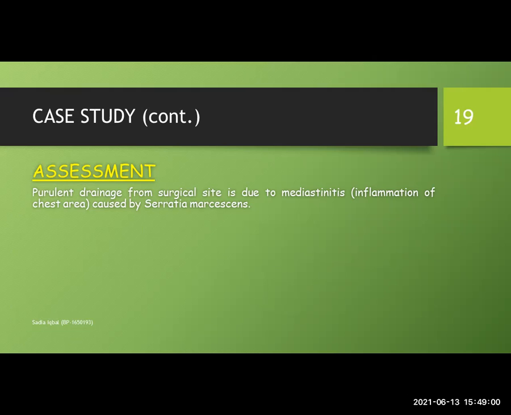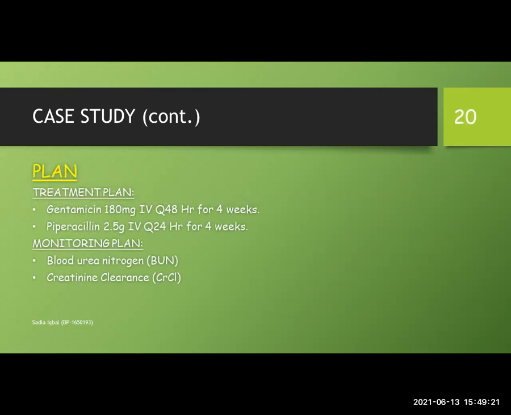This case is the perfect example of a nosocomial infection caused by Serratia marcescens in a patient who had surgery 5 days ago. His symptoms like shortness of breath and chest pain are also due to the inflammation of the chest area caused by the infection. Treatment plan includes gentamicin and piperacillin. Gentamicin is given 180 milligrams IV every 48 hours for 4 weeks and piperacillin 2.5 grams IV every 24 hours for 4 weeks.